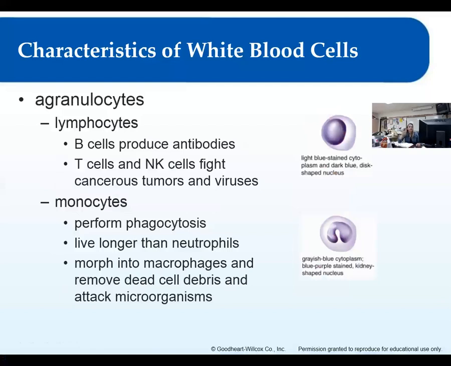They have targets. B cells produce antibodies, and if you'll remember, antibodies are elements in our body that can fight off specific diseases. I've had chicken pox, so I have antibodies for chicken pox. If I get exposed to chicken pox again, my antibodies are ready to go and ready to attack it. Now T cells fight cancerous tumors and viruses, so they become really important as well.